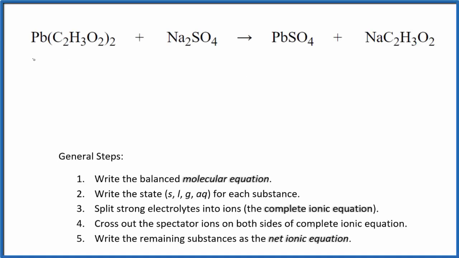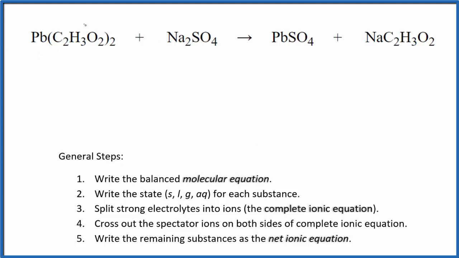Let's write the balanced net ionic equation for lead-2 acetate plus sodium sulfate. And sometimes this lead-2 acetate, you'll see it written like this, where the acetate ion is CH3COO. Same thing over here. It's the same acetate ion, just written a little differently. So we'll use the one above here. To do this, first we must balance the molecular equation.